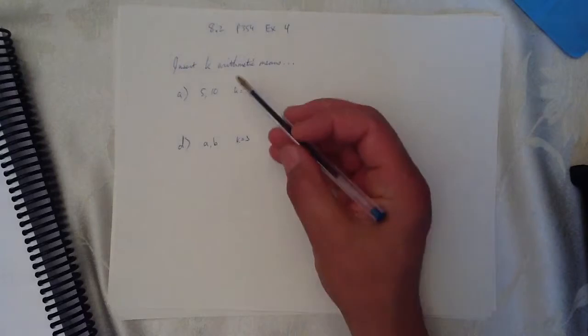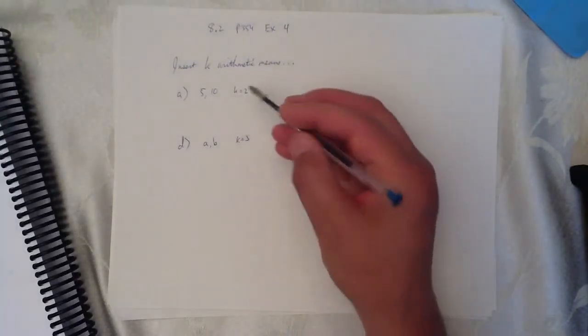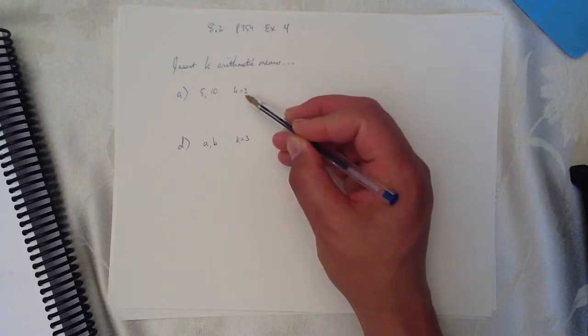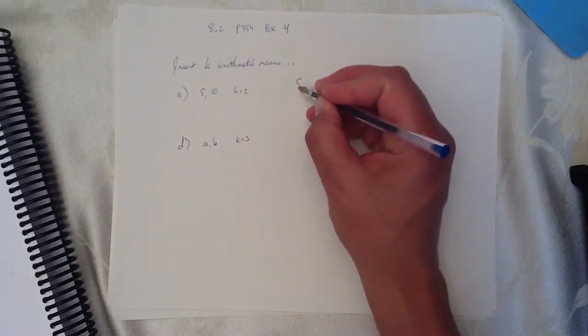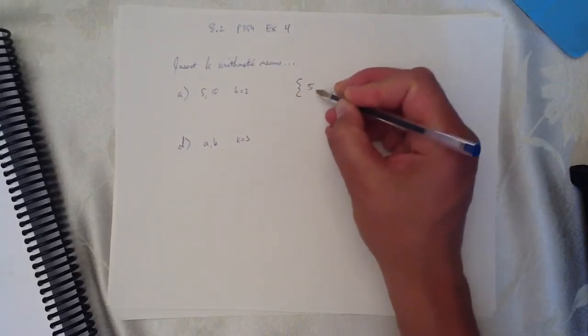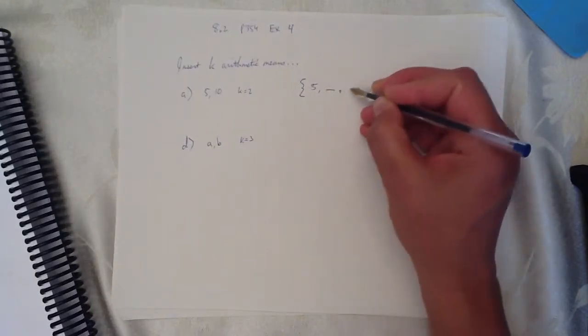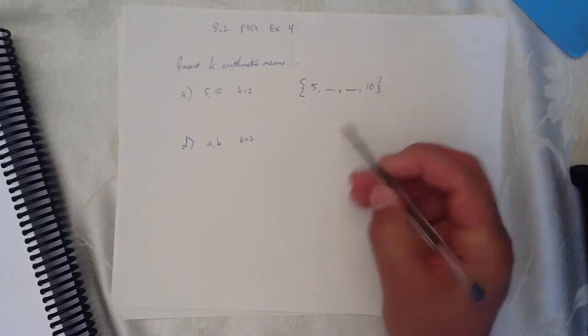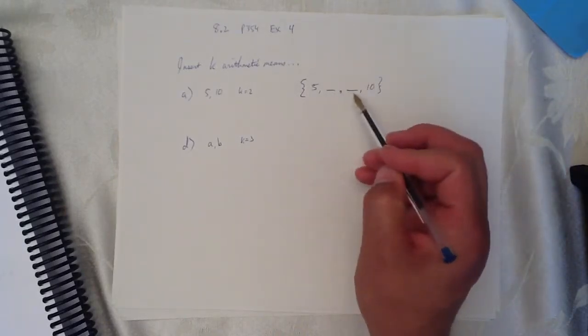Okay, 8.2, page 354, exercise 4 asks you to insert a number of arithmetic means given a couple of numbers. What it's saying is that in this series there's a 5 and there's a 10, and they would like to have two arithmetic means in between. It looks like this: there's a 5, there's another number, and then 10. That's what the series is going to look like, and that's why they want two arithmetic means in there.